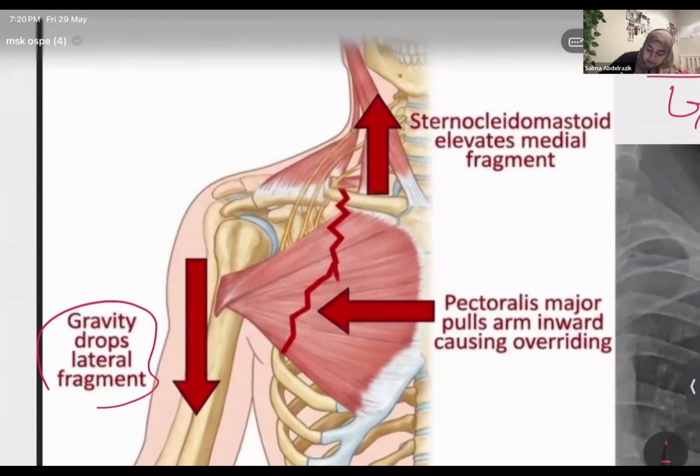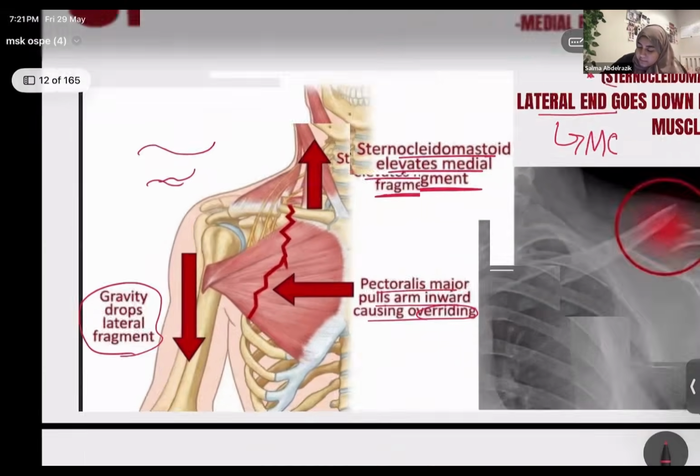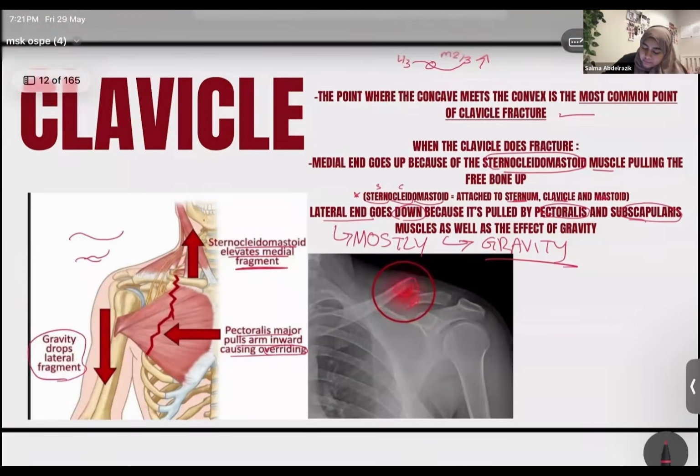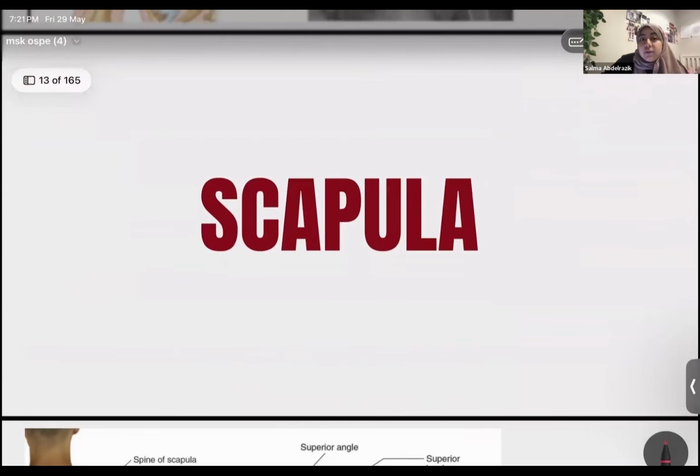So gravity drops the lateral fragment, pectoralis major pulls arm inward, causes overriding, and that's why the medial goes on top of the lateral. So instead of them being like this together, it will be like that. And the sternocleidomastoid elevates the medial fragment. And this is the picture that he got you. Cool, we're done with clavicle.